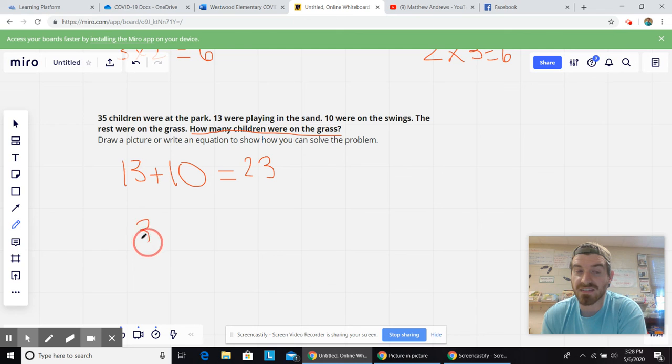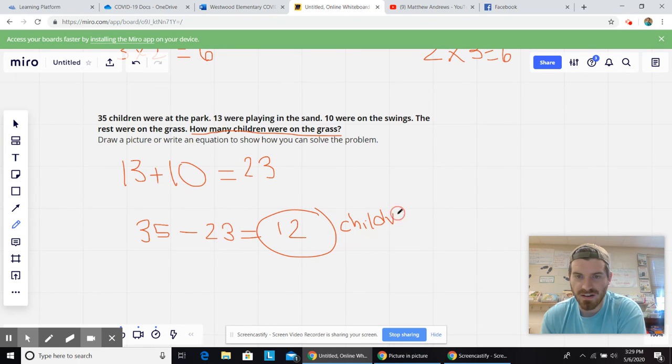So maybe if I take how many kids there were altogether and take away the kids that were in the sand or in the swings, I could figure out how many were on the grass. So I can definitely do 5 minus 3. I have 5 ones. I can take 3 away from that. So that would leave me with 2 ones. I can definitely have 3 tens and take 2 tens away from that, which would leave me with 1. So that means there were 12 children on the grass.